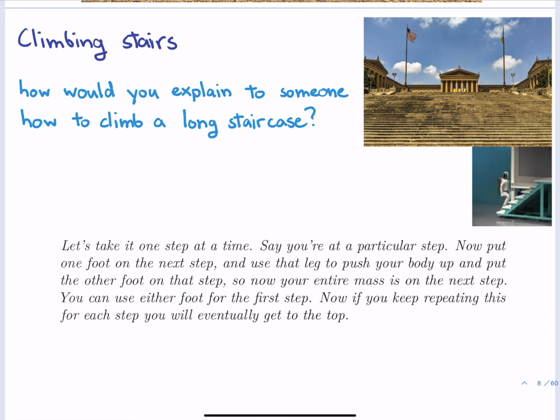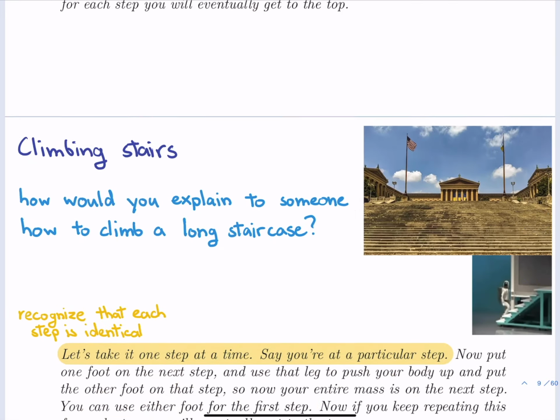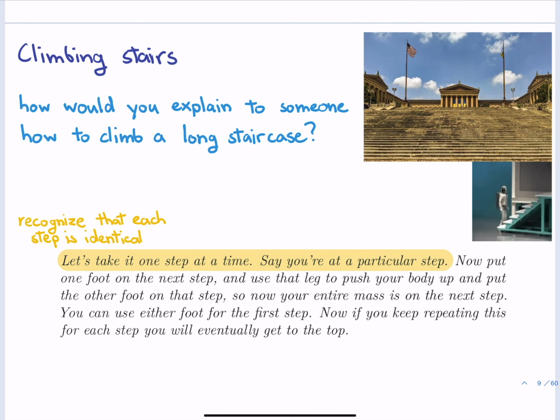Okay, and I'm guessing many of you would have roughly said something similar, nothing special. So what are the key points? I think the most important part of this description, in particular, is that first sentence, because it recognizes that each step is identical, right? For a staircase, that seems kind of obvious, but for a more complex problem, to recognize that you have some kind of invariant that repeats, by the time you do that, you're almost done with the problem.